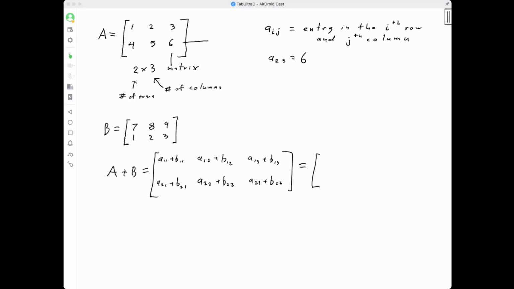So the first entry, the 1, 1 entry, is 1 plus 7 is 8. The next is 2 plus 8 is 10. The next is 3 plus 9 is 12. In the next row, we get 4 plus 1 is 5, 5 plus 2 is 7, and 6 plus 3 is 9. So that's A plus B.